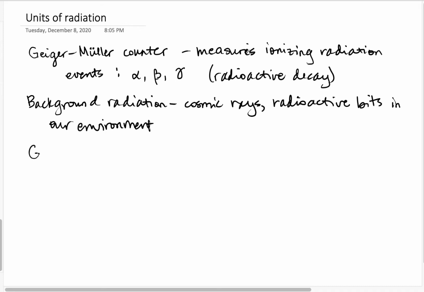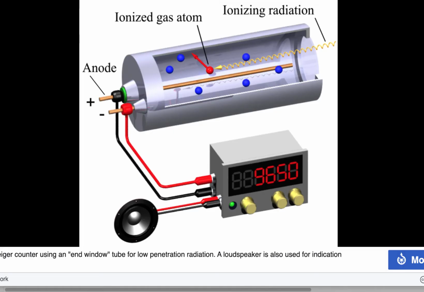So inside a Geiger counter, let's actually go ahead and take a look at a diagram here. All right, we're over here at Wikipedia again. And one of the reasons I like using Wikipedia is that all of the images that are included in Wikipedia are Creative Commons images, and so we can use them without needing to be concerned about copyright issues.